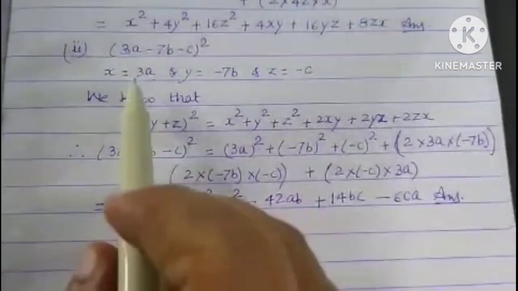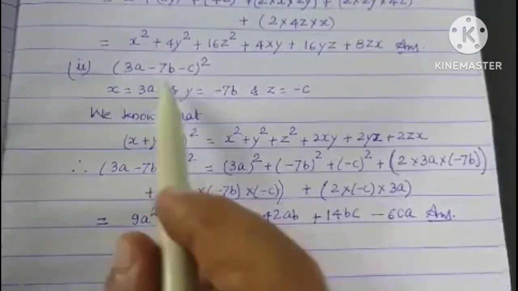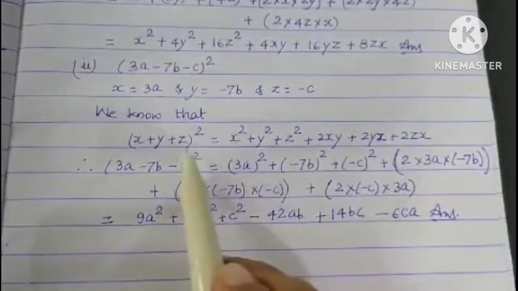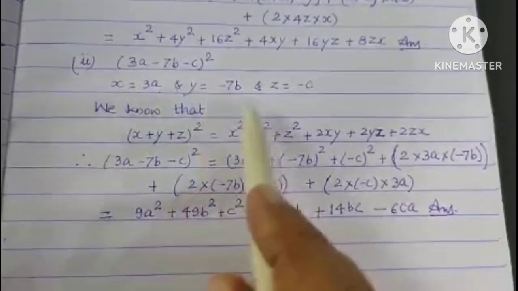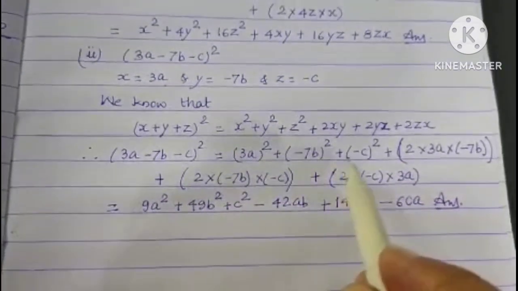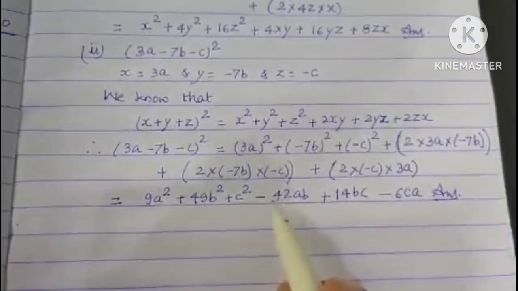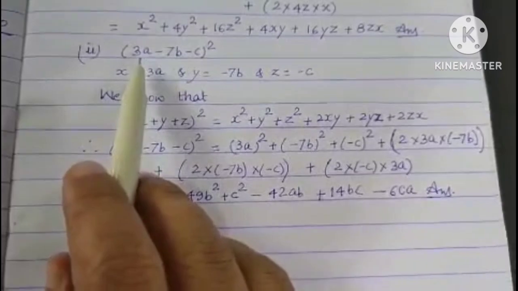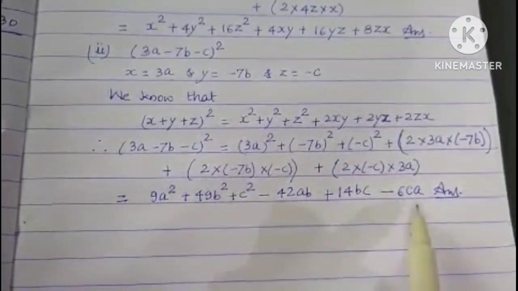Let us see it again. We have written x equal to 3a, y equal to minus 7b, and z equal to minus c, and we know this formula. So we simply put our values of x, y and z into this formula. So (3a) square plus (minus 7b) square plus (minus c) square plus all these things, and we see that here it comes minus, it comes plus, and it comes minus. So (3a minus 7b minus c) whole square is equal to this one.